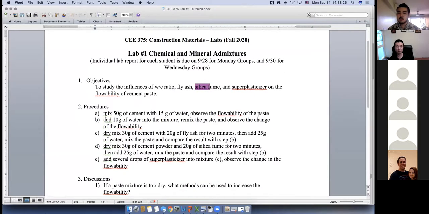Okay, so for example, we mix 50 grams of cement with 15 grams of water, mixed together with the chopsticks, and we observe the flowability of the paste. And then we add 10 more grams of water. So the water cement ratio will be increased from 0.3 to 0.5. Okay, so then the flowability should be higher.